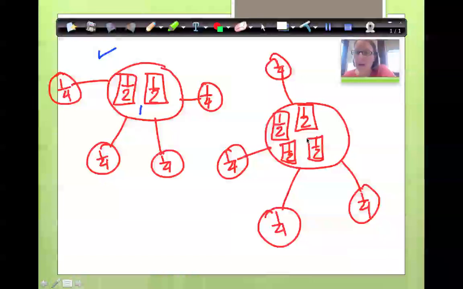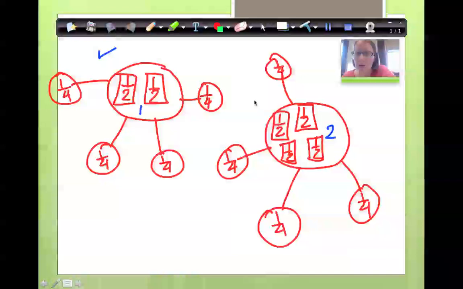What's my total here? 1/2 plus 1/2 is 1 whole. So I have 1 whole, 2 wholes. This would be the same as 2 wholes. How many fourths would be in 2 wholes? 1 whole is 4 fourths. That would mean 2 would need to be 8 fourths, right?